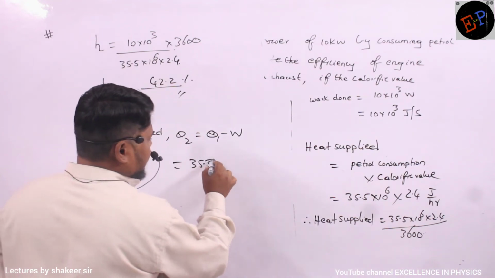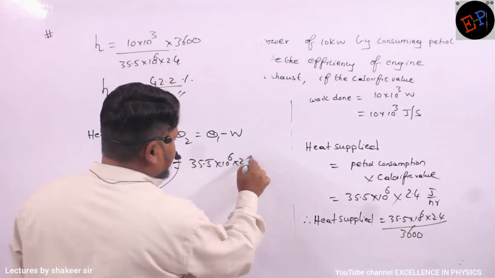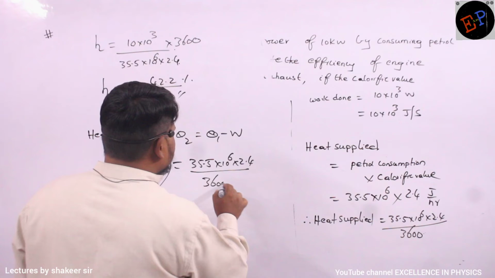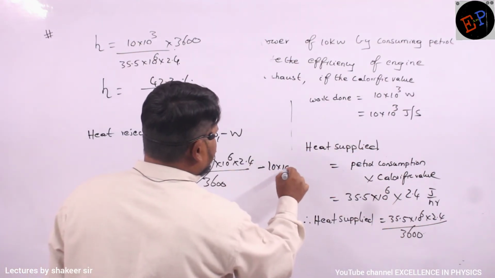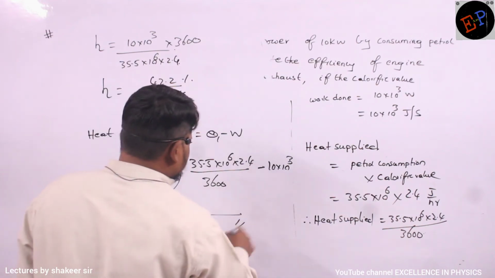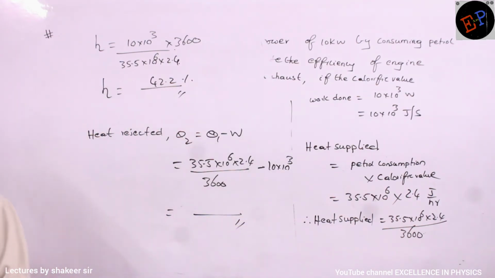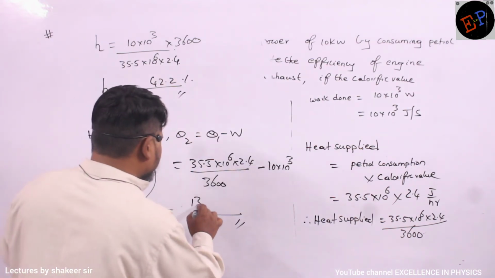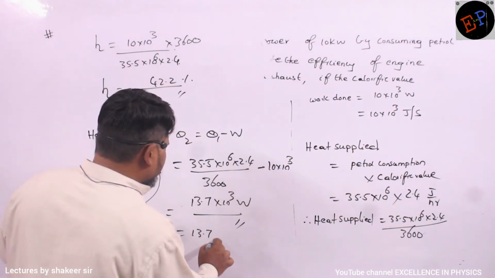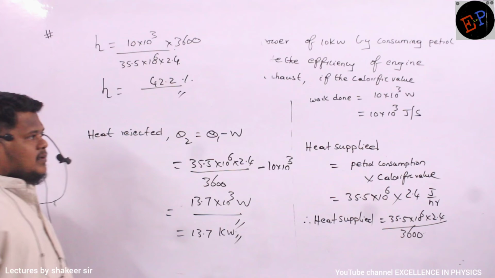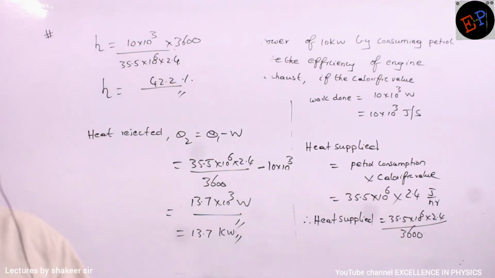So 35.5 multiplied by 10 power 6 into 2.4 divided by 3600, minus the work done. Work done is this much, 10 into 10 power 3. Just do this calculation and you will get the amount of heat rejected. I hope you can do these values, that's why I'm not doing it. So 13.7 kilowatt. Clear? That's it.